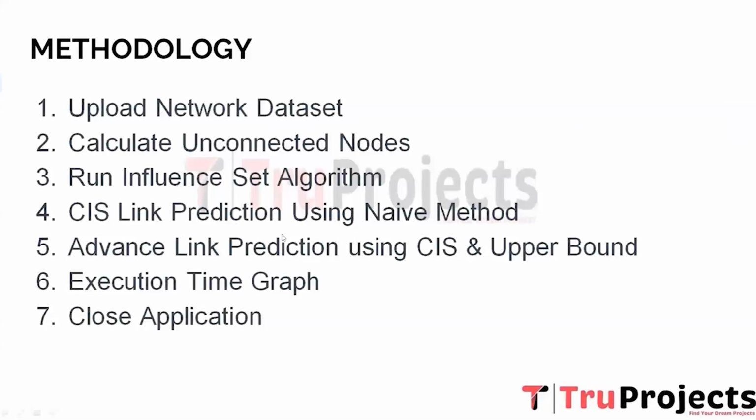Fourth, CIS link prediction using naive method. Here in this method, the common neighbors based influence set, that is CIS, is a link prediction method that uses the concept of common neighbors to predict missing or potential edges in the network. The CIS method leverages the idea that nodes with common neighbors are more likely to have a connection in the future. The naive method implies that this prediction is made without considering any upper bounds or constraints.